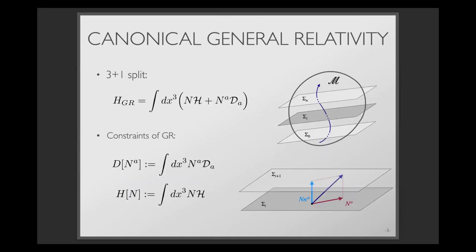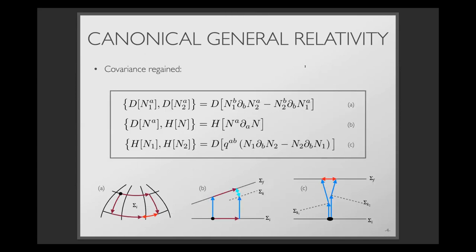Okay, I will go quite fast to reach the main results, but let me just say that we will work with a smeared form of the constraints that generate the infinitesimal normal and tangential diffeomorphisms. However, recall that in this canonical approach, the explicit covariance of the Lagrangian formulation is lost. Nonetheless, these constraints follow certain algebraic rules known as the Dirac deformation algebra, that ensure that the theory remains covariant.